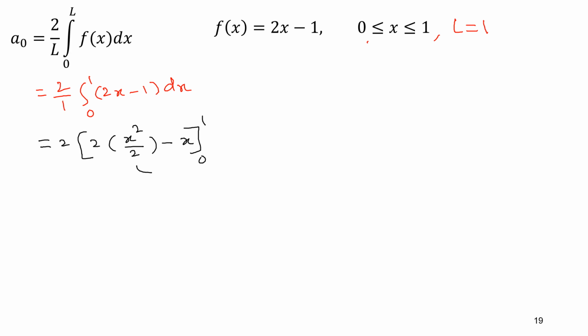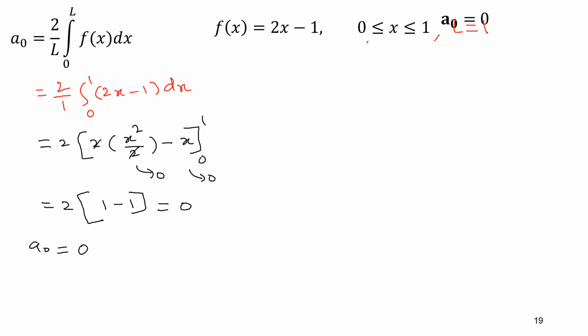Obviously for the lower limit both terms become 0. We need to only calculate the terms for the upper limit. So 2 is outside common, this 2 gets cancelled, and for the upper limit 1 square is 1 minus 1. So 1 minus 1 is 0. So we get the value of a0 as 0. So the a0 value is 0.